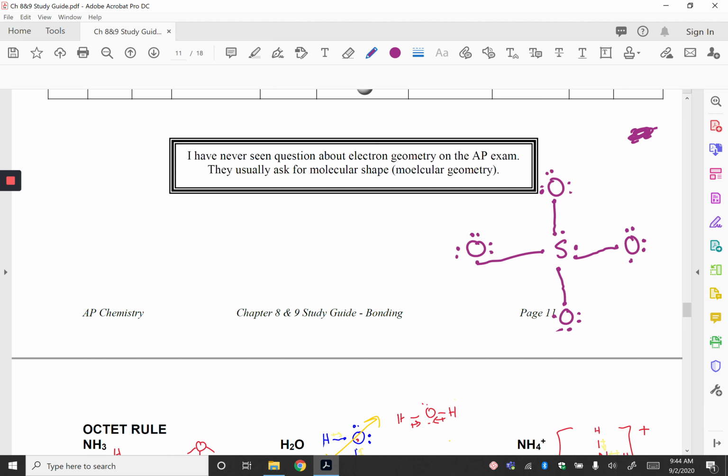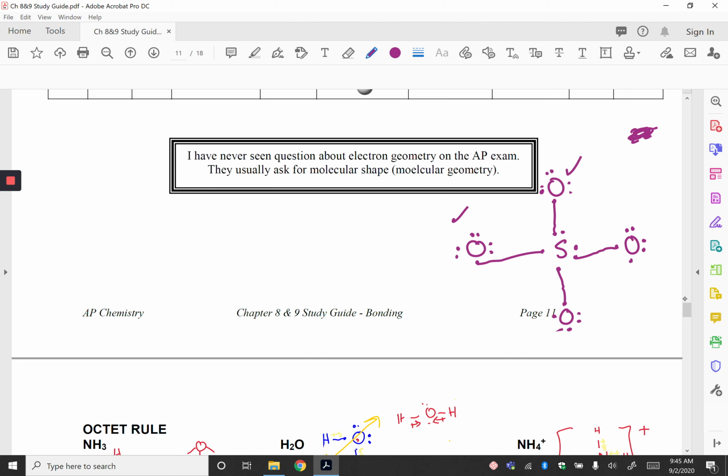Then check that everybody has an octet and see if there's something you could do to change things. This oxygen is pretty good. It has 1, 2, and then 3, 4, 5, 6, 7, 8. That oxygen is good. This oxygen is good. Let's look at this oxygen here. It has 7. This one needs 1. Then this one also has 7, so it also needs 1.